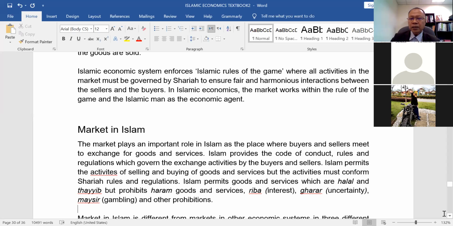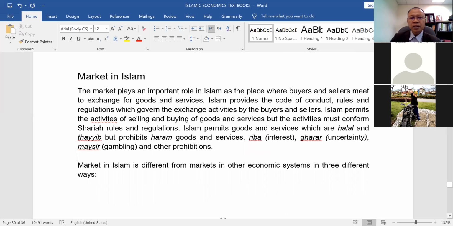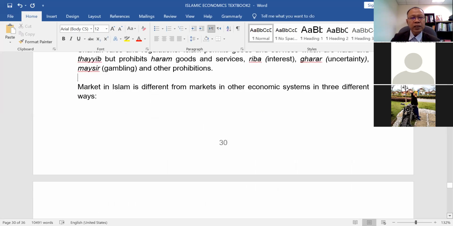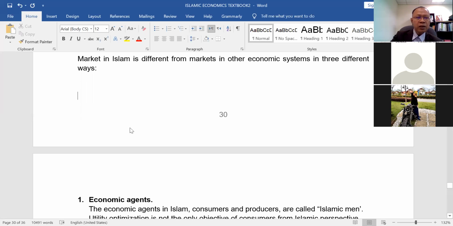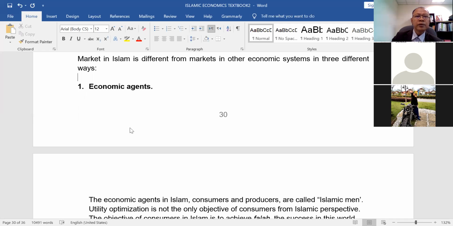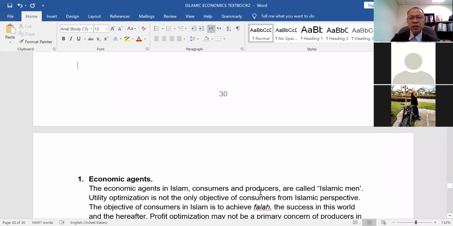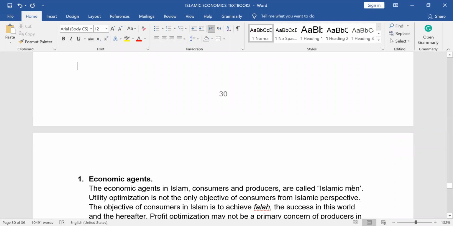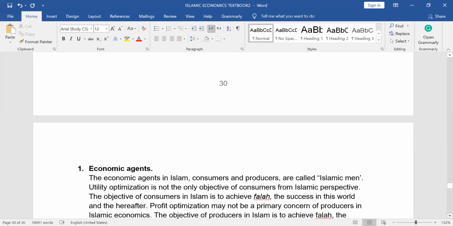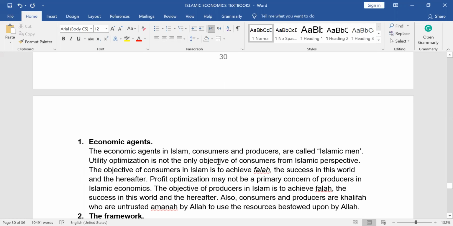Okay. Market in Islam is different from markets in other economic systems in three different ways. Number one, in terms of economic agents. The economic agents in Islam, consumers and producers, are called Islamic men. What does Islamic man mean? For example, consumers as an Islamic man, as an agent in the market, the consumers do not necessarily optimize utility.